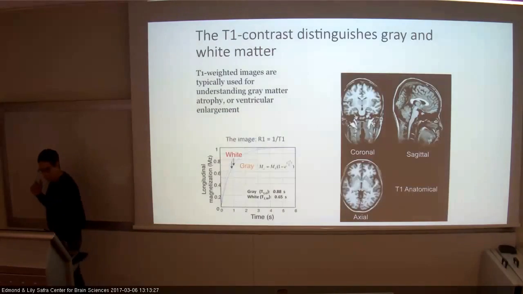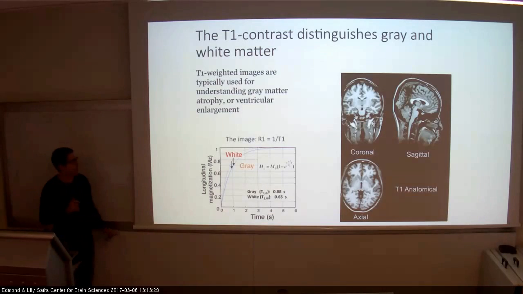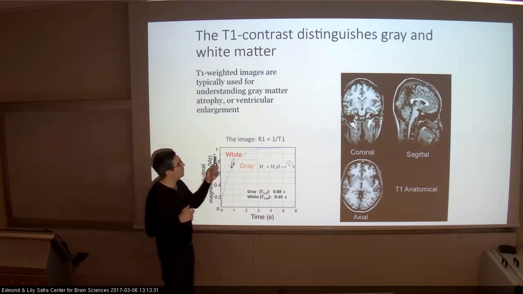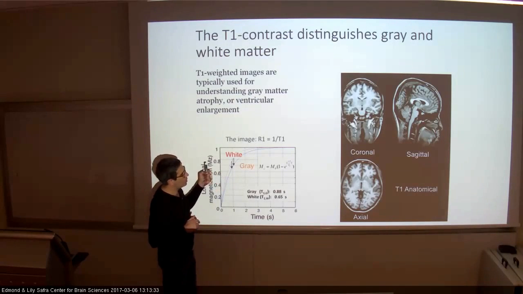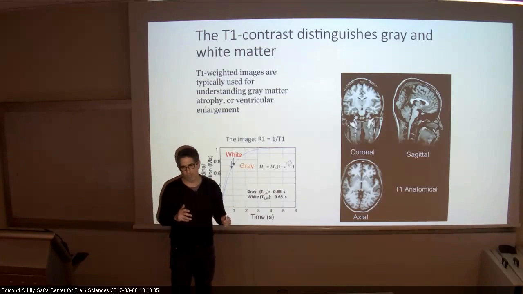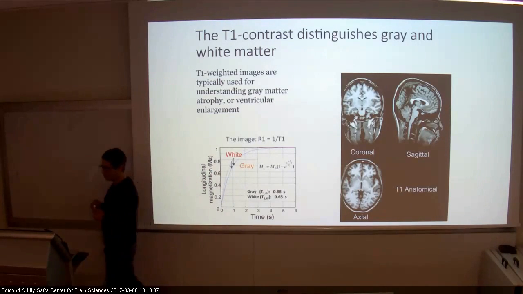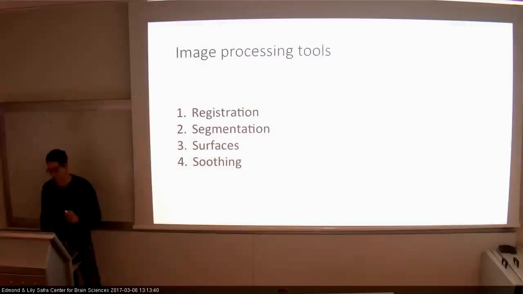Okay, but with weighted images, that's what most people do. And we have this contrast between gray matter and white matter, for instance, just because they have different T1 relaxation and different amounts of water. And that becomes very, very useful. I'm going to show you how.